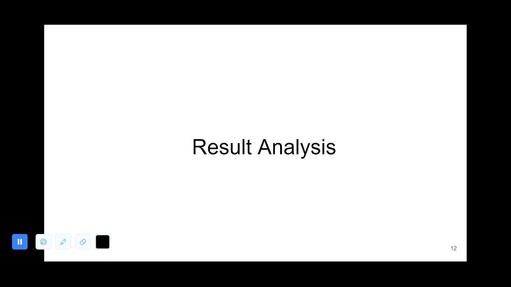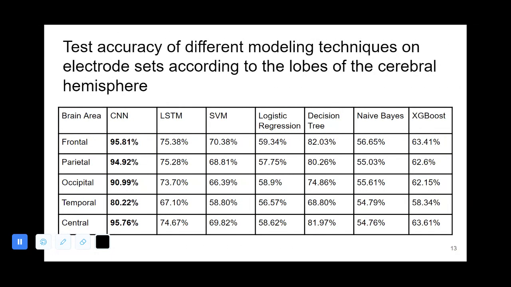So now let's talk about our result analysis. In this table, we can see the test accuracy of different modeling techniques on electrode sets according to the lobes of the cerebral hemisphere. We have used deep learning models like CNN, LSTM, and machine learning models like SVM, logistic regression, decision tree, naive Bayes, XGBoost. We can see that the CNN model outperforms all the other models in terms of accuracy. But the accuracy difference between different brain areas is similar in all modeling techniques.